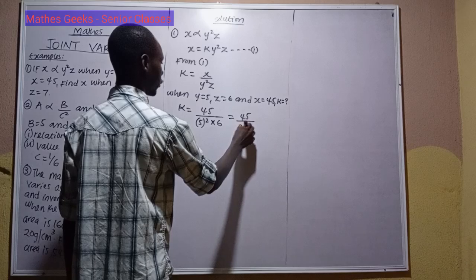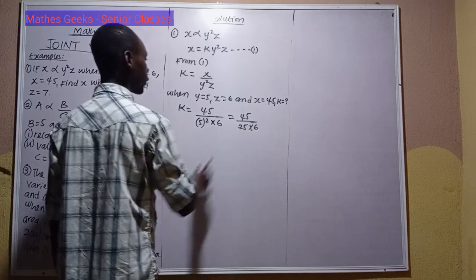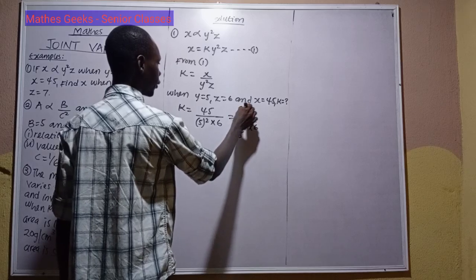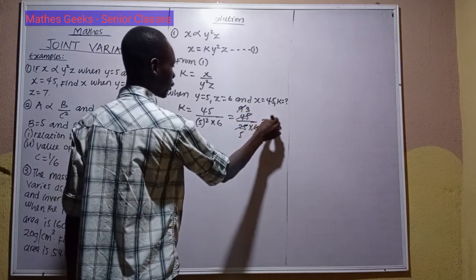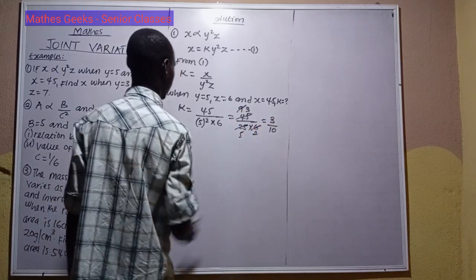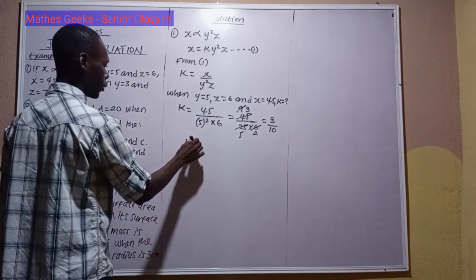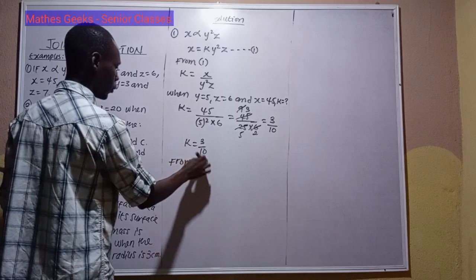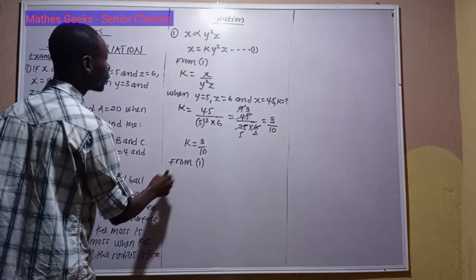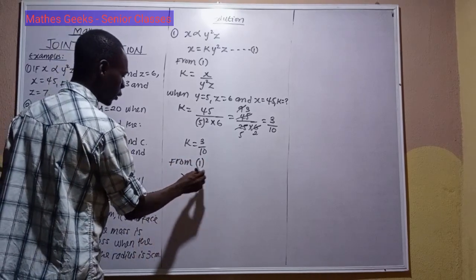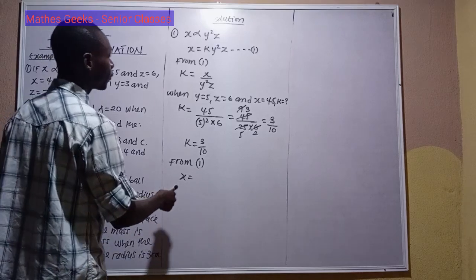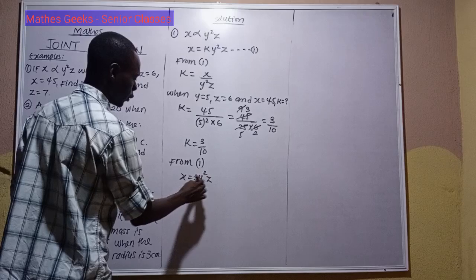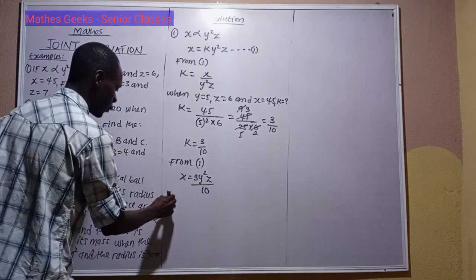45 over 25 times 6. 5 here 5, 5 here 9, 2 here 2, 2 here 2. That's 2, 2 times 5, 10, 2 over 10. So q is equal to 2 over 10. From equation 1, x is equal to 2 y squared z over 10.